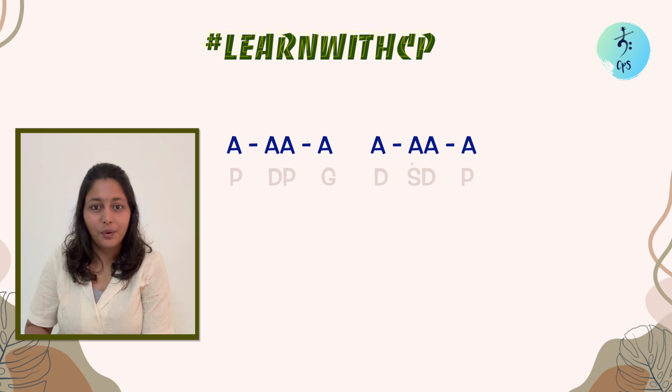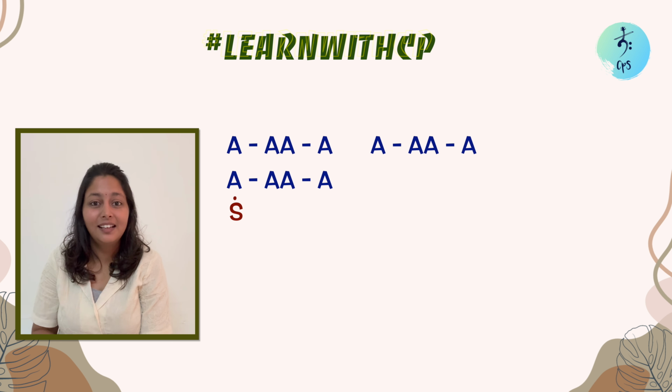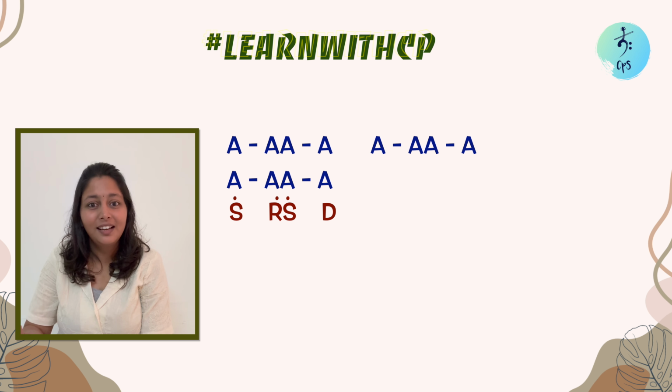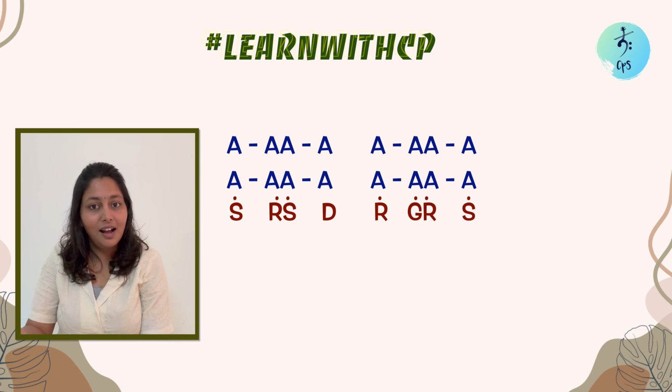Easy, right? Now we continue the same thing and we continue this for 3 more times. So our next note will be sa, right? Starting at sa, one step up and come back, and one step down. And in notation, sa, re, sa, da. Okay? Now the next one, starting at re. Re, going one step up and coming down. Ga, re, and going one step down. Sa, together.